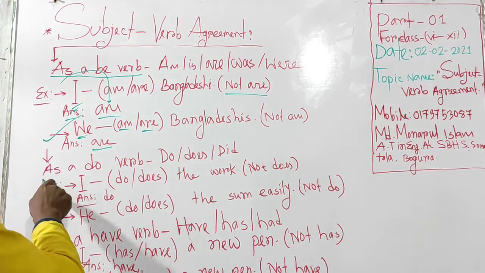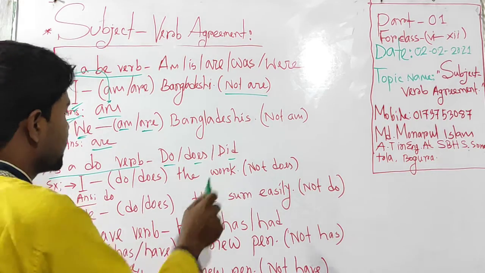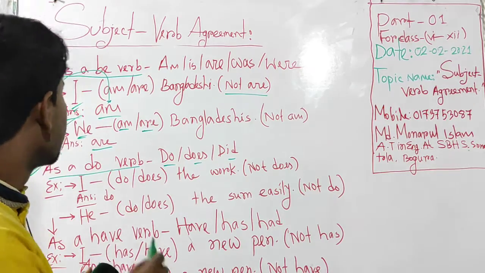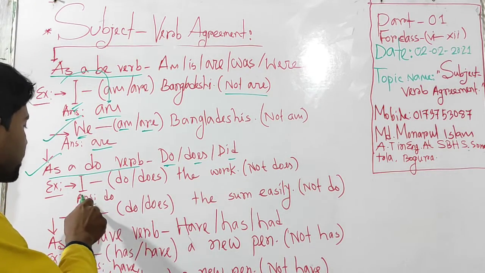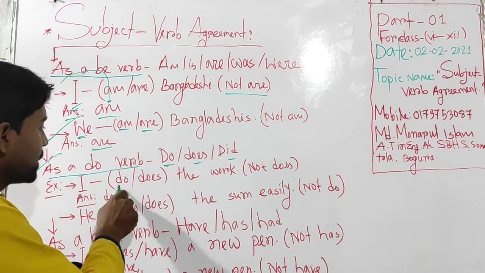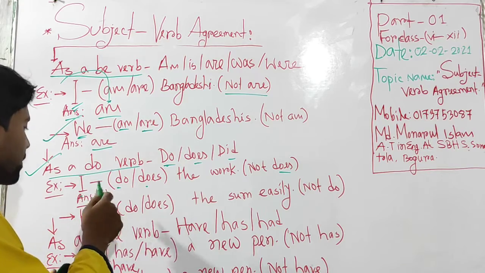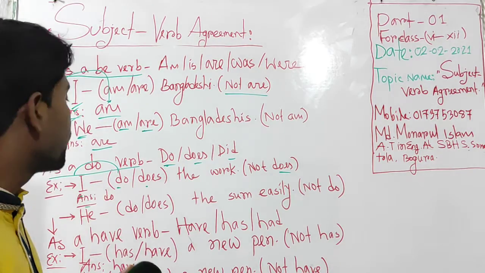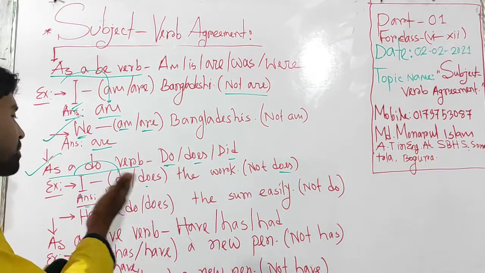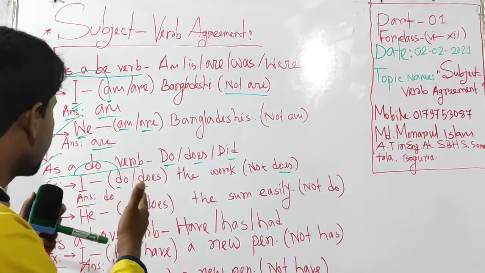Here, two types of examples, as a do verb. Do you know that? Do, does, did. What is called the do verb? Do verb: do, does, did. Here I also give the example: I (do/does) the work, not does here. The answer will be I do. With the first person, when you use it, of course we definitely use do, not does. It should be remembered.